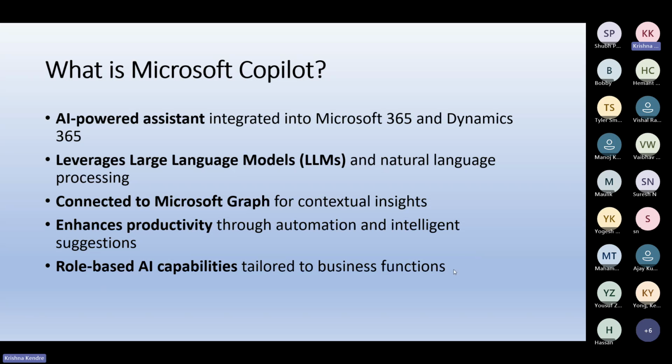Then, connecting Microsoft Graph for contextual insight. Copilot doesn't generate content in isolation, it is connected to the Microsoft Graph. That means it can pull data from across your organization, like emails, calendars, documents, CRM records, and chats, and then provide insight that is contextually relevant. For example, if you ask Copilot to summarize a customer meeting, it can pull notes, past emails, and CRM opportunities automatically. So let's assume that Shubham and I have a meeting.